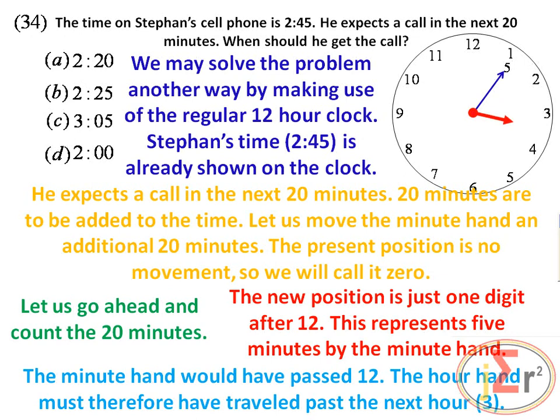So let us take a look at that again. Notice that we were after 2. Then the minute hand goes past 12. It means that the hour hand must go past 3. And if we are past 3 and the minute hand goes past 12, it means that the time would have passed 4, and so on. The correct time is 3:05, or 5 minutes past 3.